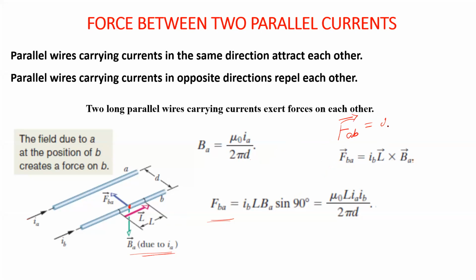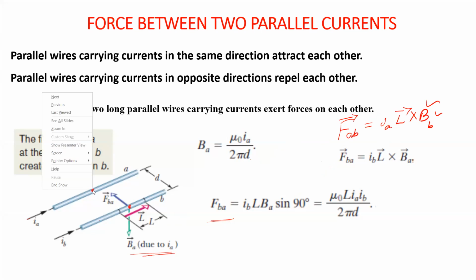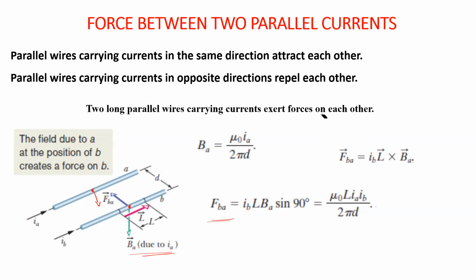With the same configuration, if we calculate F_AB, that will again be equal to I_A L cross B, where B is the magnetic field due to B. So this force will be towards this direction. So what is the conclusion? Two long parallel wires carrying currents exert forces on each other, and that force is attractive. Whenever there are two parallel wires carrying current in the same direction, they attract each other.